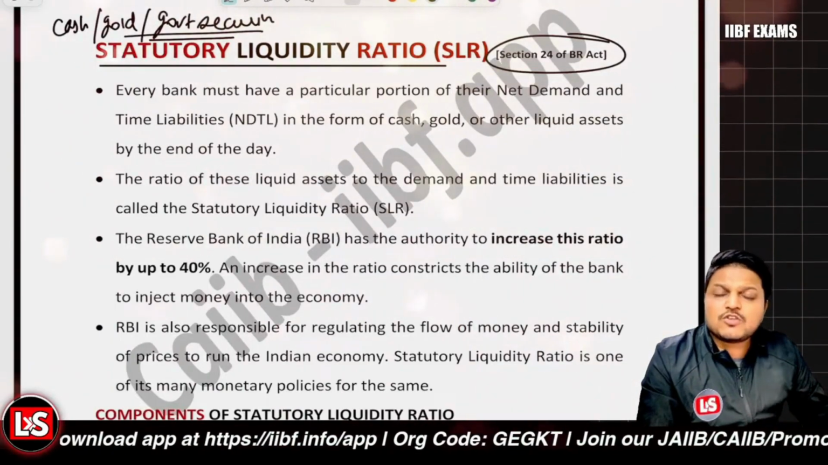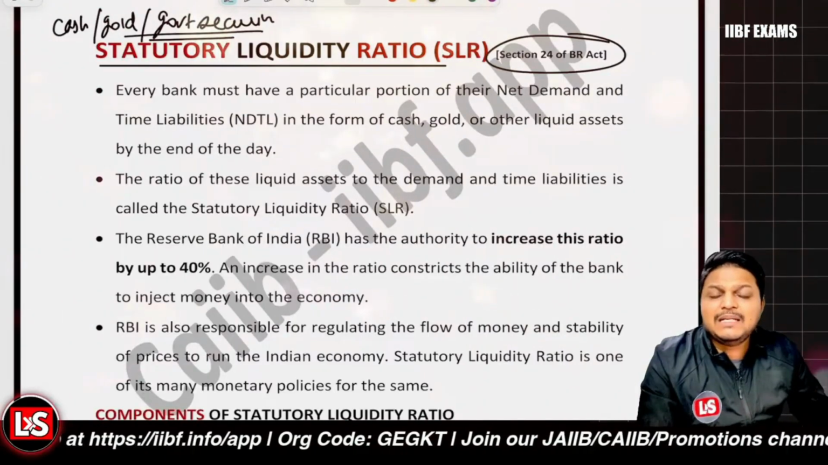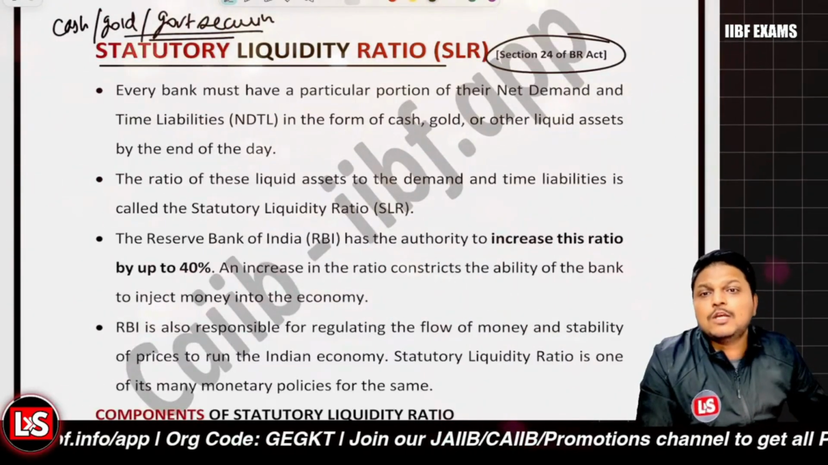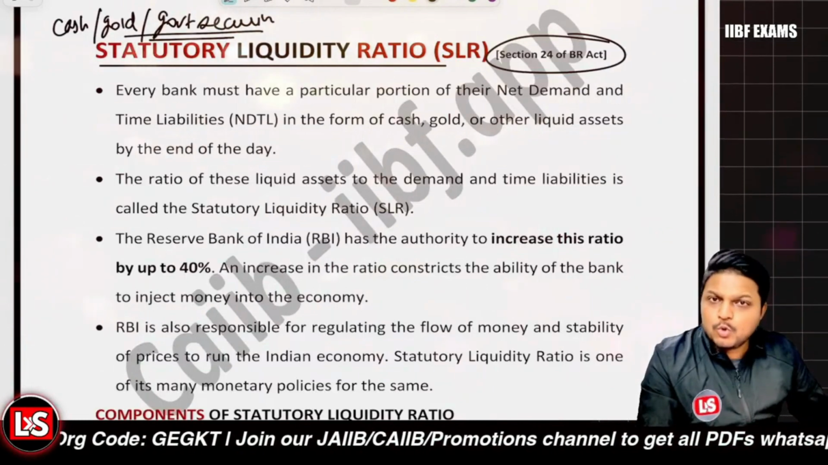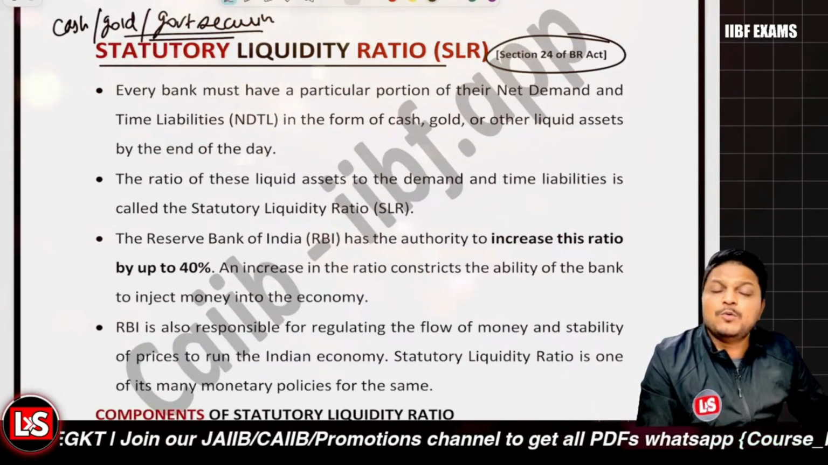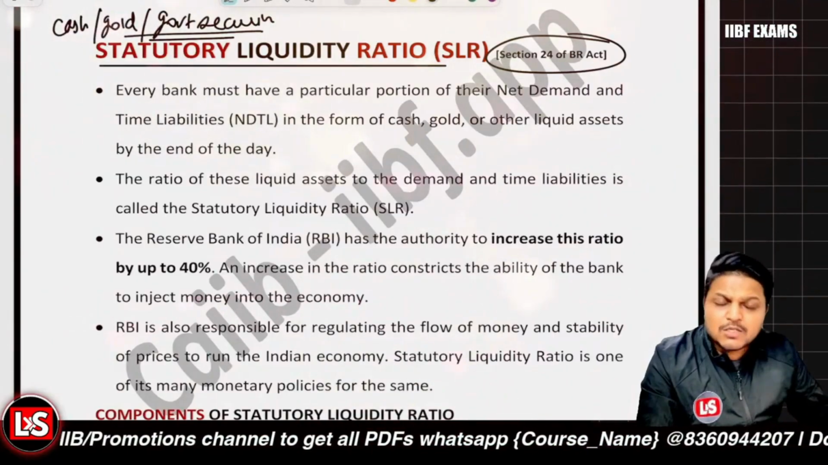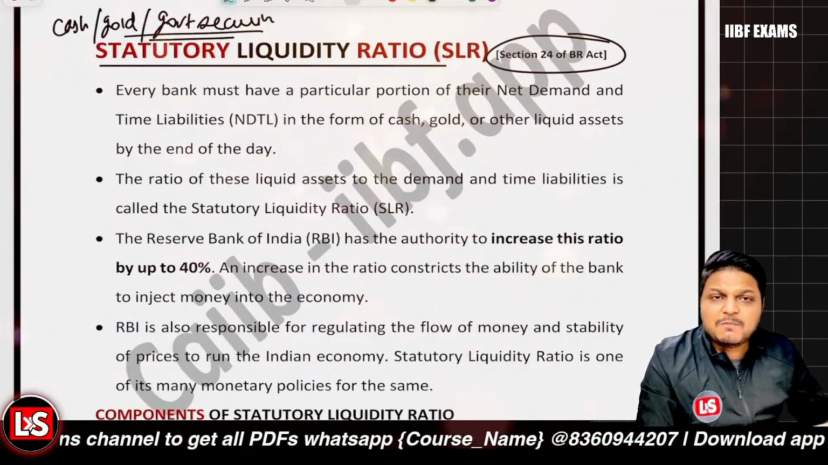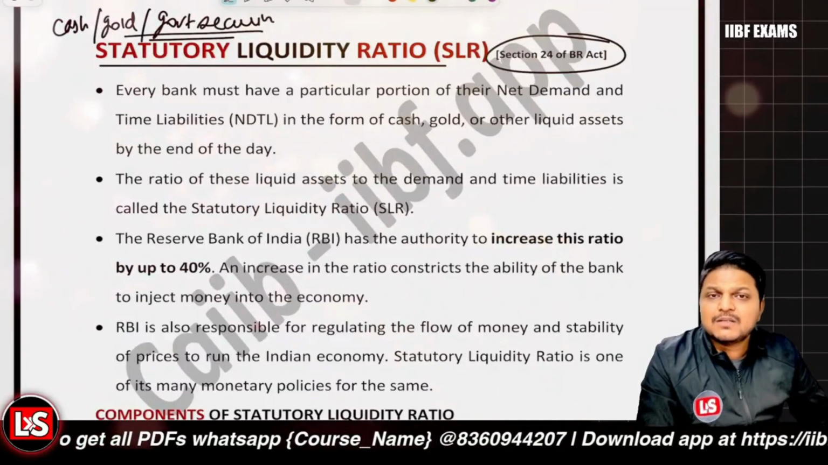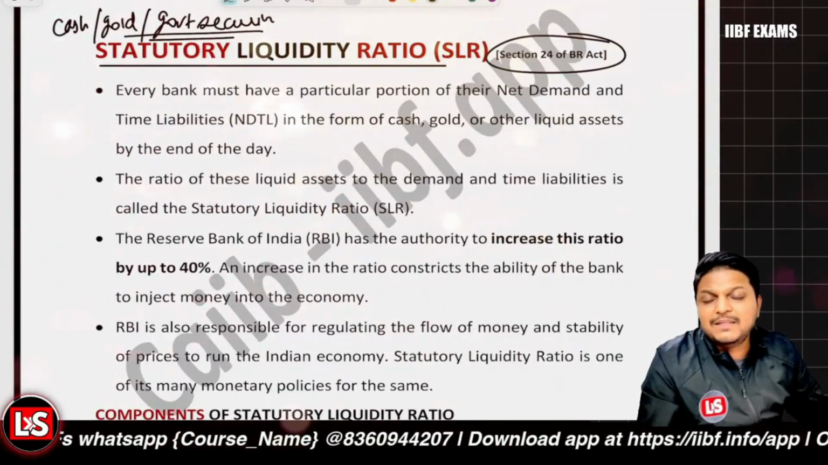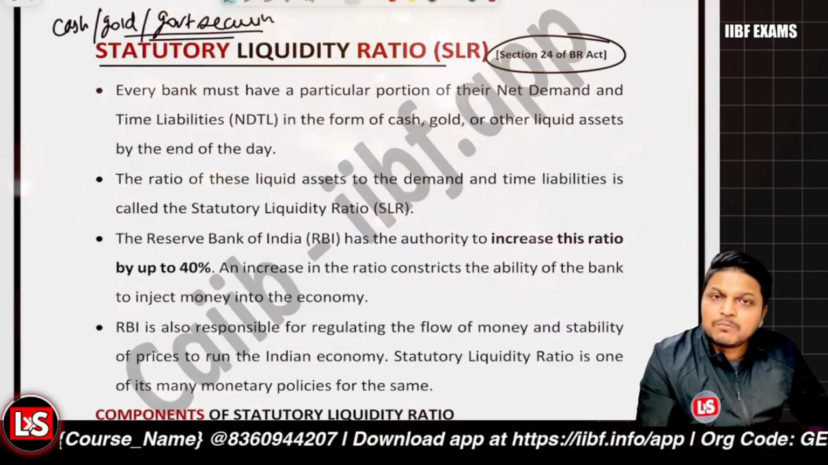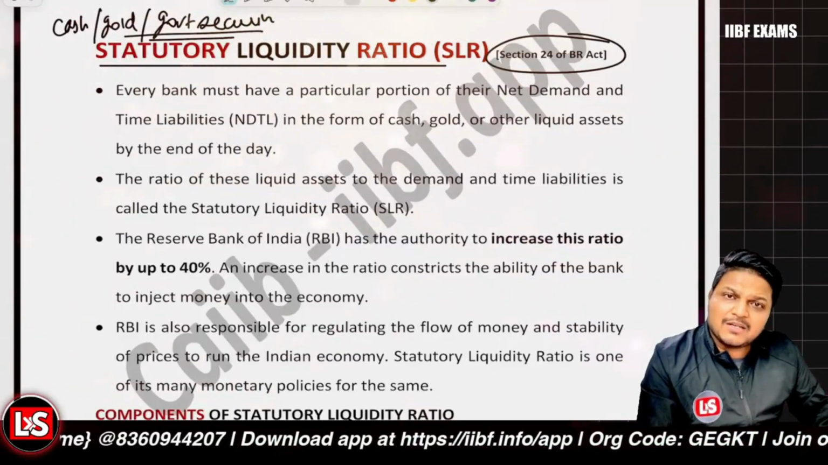So a percentage of the net demand and time liability is to be maintained in liquid assets. That could be cash, gold, or unencumbered approved securities. When I say unencumbered approved securities or government securities, it means no charge must be there on the government securities, right?